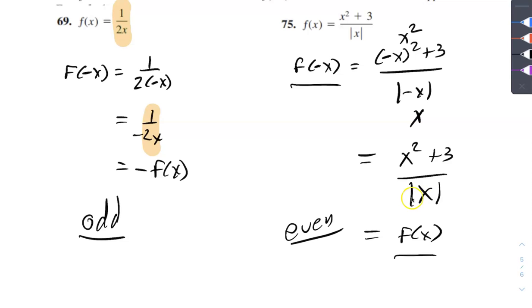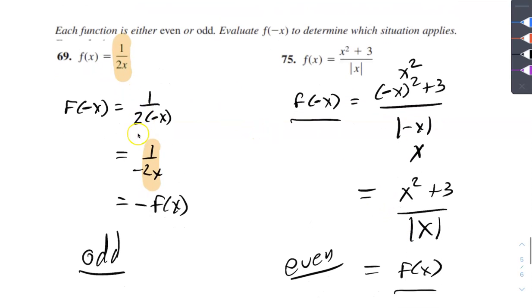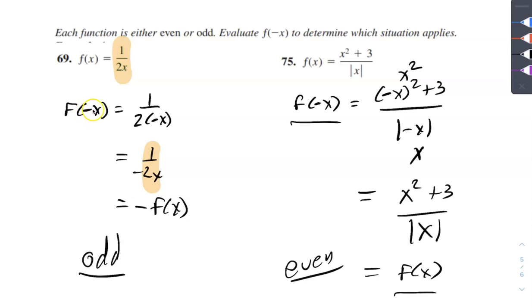So that's how you tell if it's even or odd by doing mathematics. All you do is plug in negative x. If you get something that's exactly the opposite, it's an odd function. If you get something that's exactly the same as the original, then it's an even function. If you get some mixture, it's neither. That's the lesson.